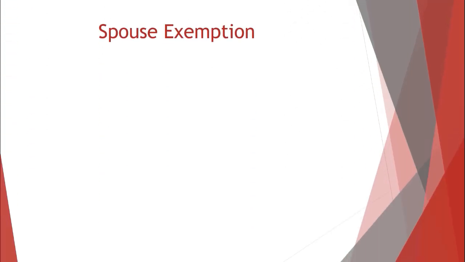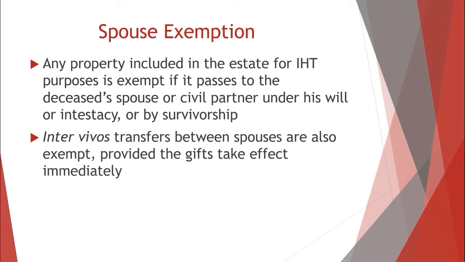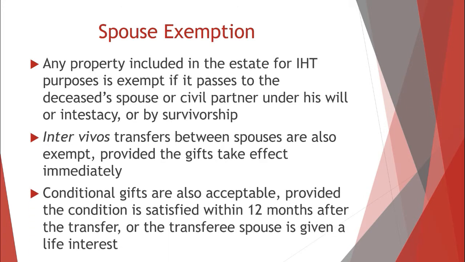Spouse exemption. Any property included in the estate for IHT purposes is exempt if it passes to the deceased's spouse or civil partner under his will or intestacy, or, in the case of joint property, by survivorship. Inter vivos transfers between spouses are similarly exempt, provided the gifts take effect immediately. Conditional gifts are also acceptable, provided the condition is satisfied within 12 months after the transfer, or the transferee spouse is given a life interest.